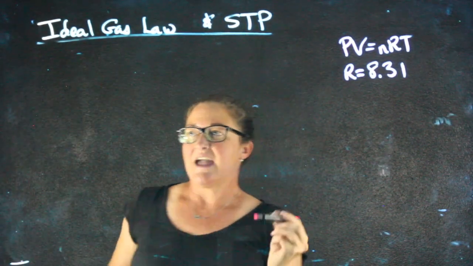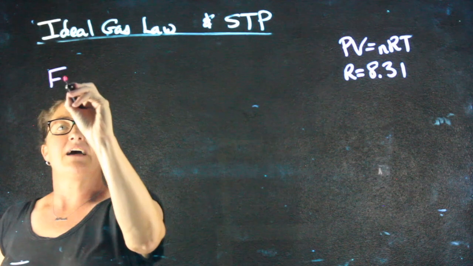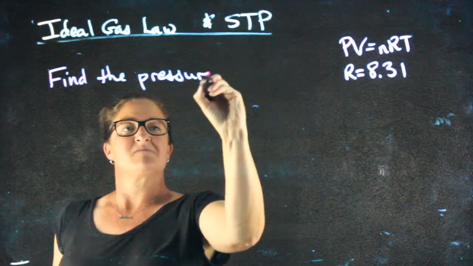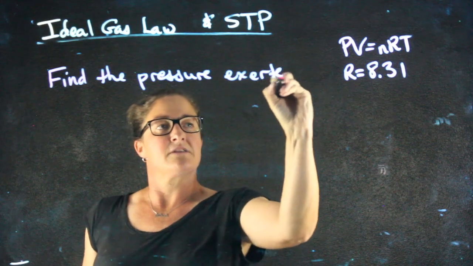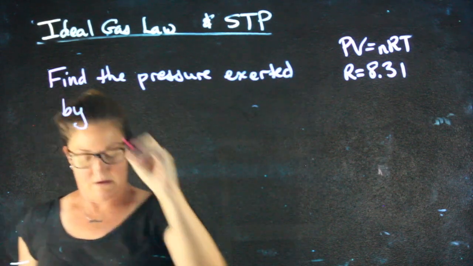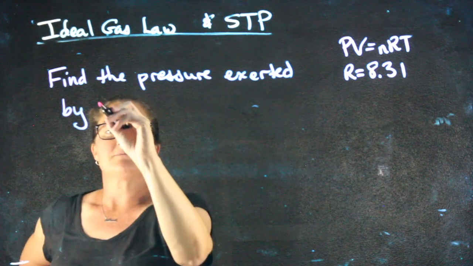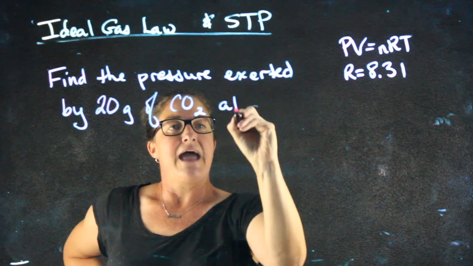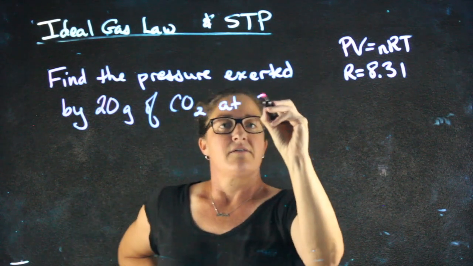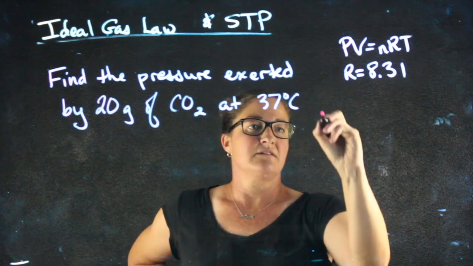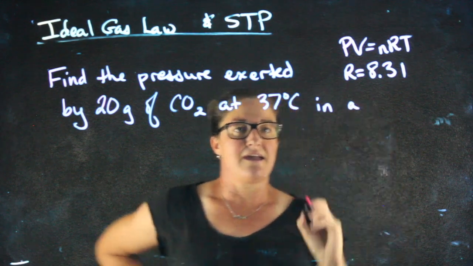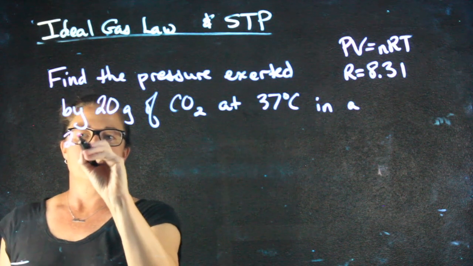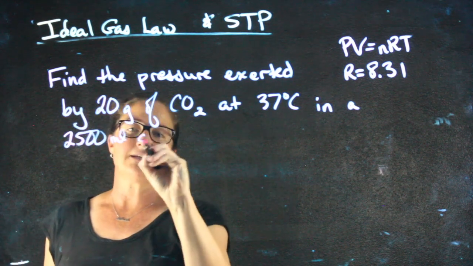So I could say, find the pressure exerted by 20 grams of CO2 at 37 degrees Celsius in a 2,500 milliliter container.